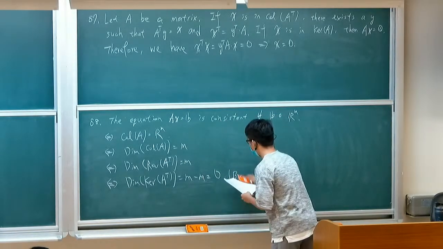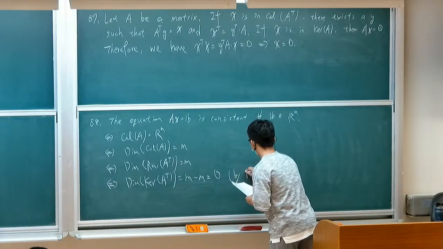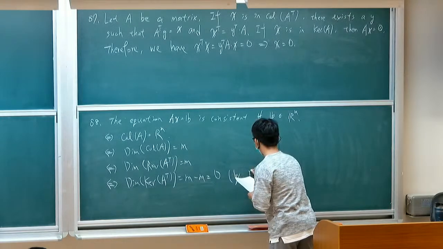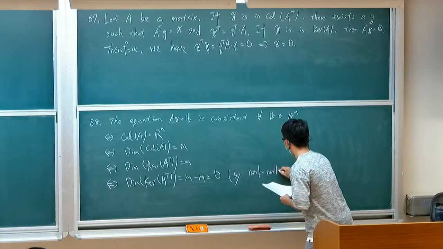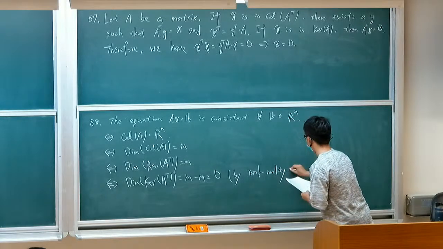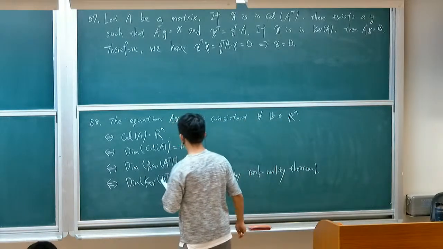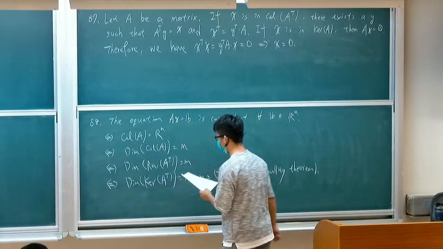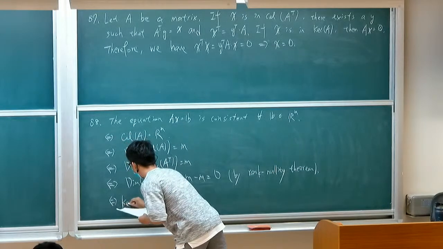Here we use the rank-nullity theorem. And if the dimension of the kernel of a matrix is 0, then it contains only the 0 vector.